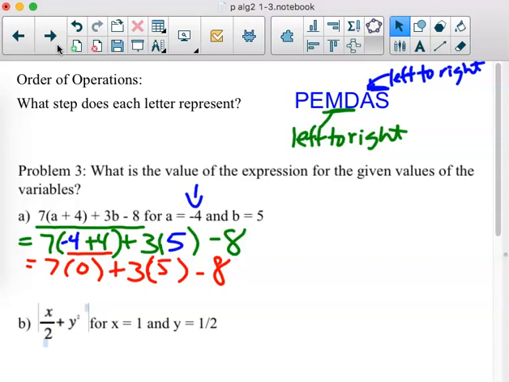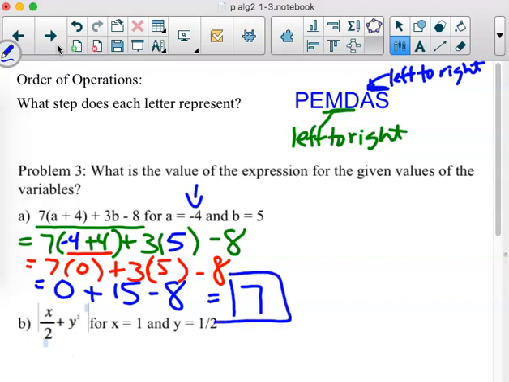Multiply and divide from left to right. Well, that I can do. 7 times 0 is 0. Plus 3 times 5 is 15. And then we have a -8 in the back. All right, almost done. That was multiply and divide. Now I'm down to, please excuse my dear Aunt Sally. Add and subtract left to right. 0 plus 15. It's 15. 15 minus 8 is 7. Hey, that was one of our objectives, being able to evaluate. So 7 is the answer.